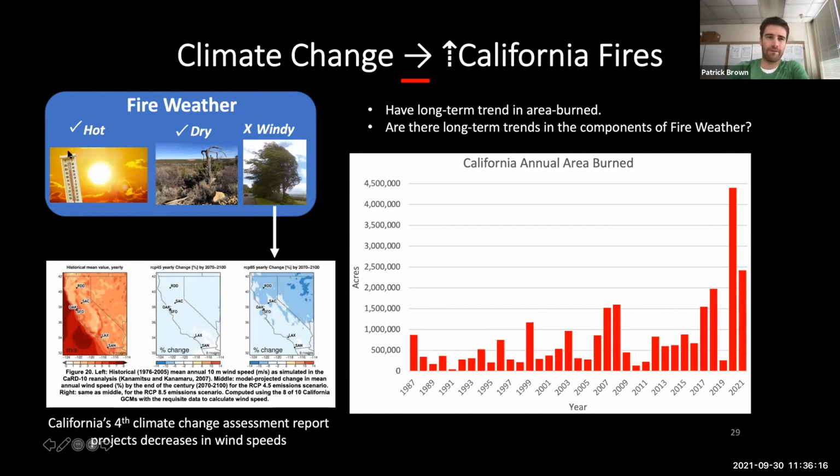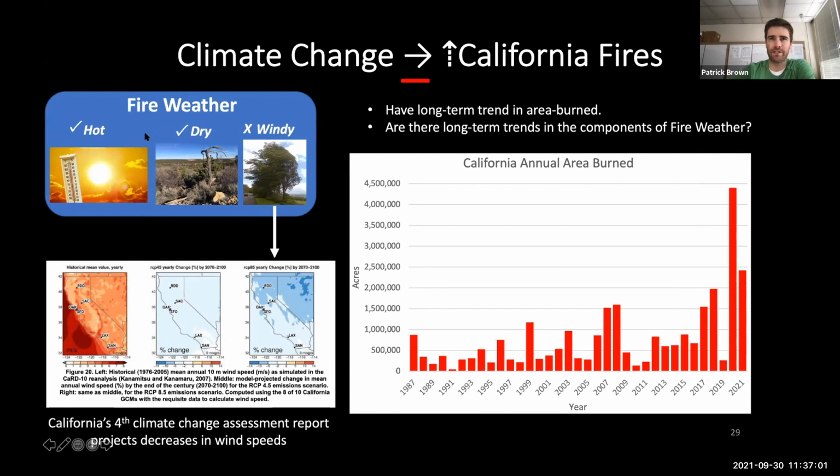So I have a check mark next to hot, a check mark next to dry, and an X next to windy, meaning that we're seeing an increase in temperature, an increase in aridity, an increase in dryness, but not an increase in windiness, and if anything, a decrease in windiness. So the climatological drivers of increased fire activity would come from these two components. And I will at some point revisit that actually hot and dry are kind of the same thing for California anyway, but for now we can kind of just think of them separately.